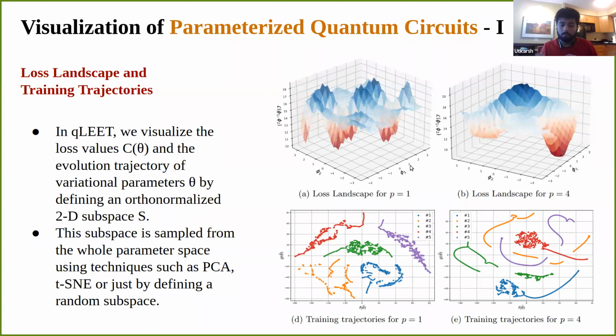values altogether. But for p equal to 4, we see some crisscrossing between different random instances, which shows that now some of the parameters have started to evolve to similar values. So this means the performance is improving in the sense that my variational parameters that actually affect the results are now evolving to the same values. So these are the kind of insights that you can take from loss landscape and training trajectories.